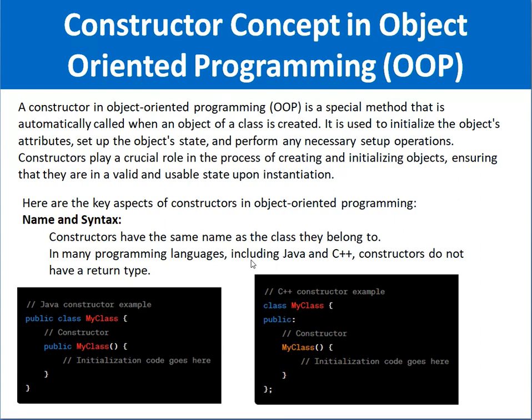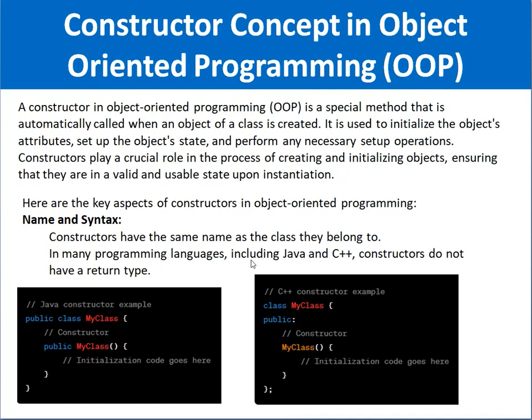Whenever an object of a class is created, some parameters should be set automatically for that object. So it is used to initialize the object's attributes, object state, and perform any necessary setup operations. Constructors play a crucial role in the process of creating and initializing objects, ensuring that they are in a valid and usable state upon instantiation.